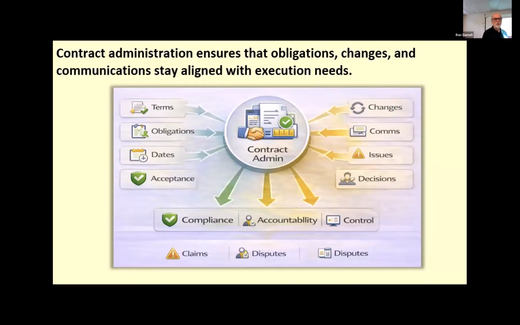So there's a whole side to administering the contract: accepting results, signing for work, approving payment, all of the things that go on with the contract. And all this matters because even if we have a really well-written contract, it can cause problems if it's not administered carefully. Dates may be missed, obligations may be interpreted differently, the acceptance conditions may be unclear, and changes may begin informally without proper documentation. And when that happens, misunderstandings can grow into claims, disputes, schedule delays, and cost increases.